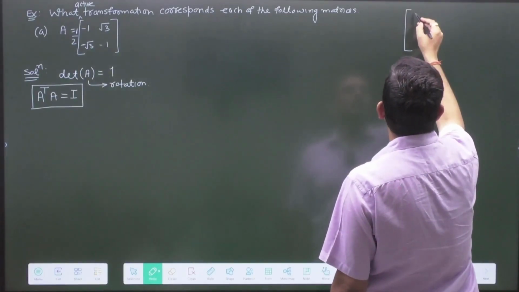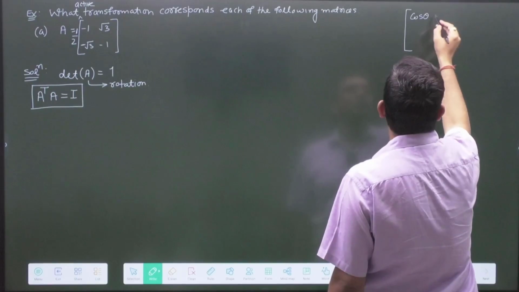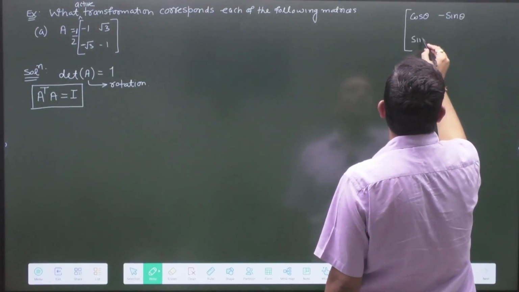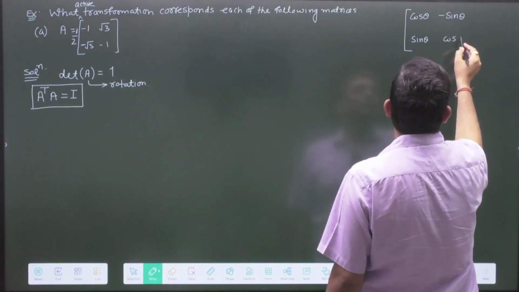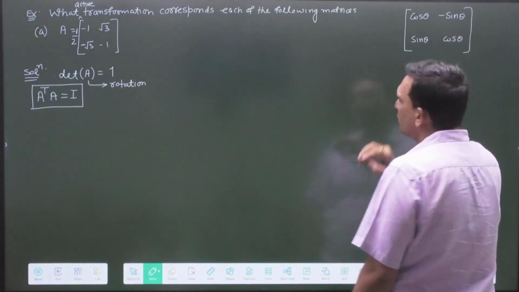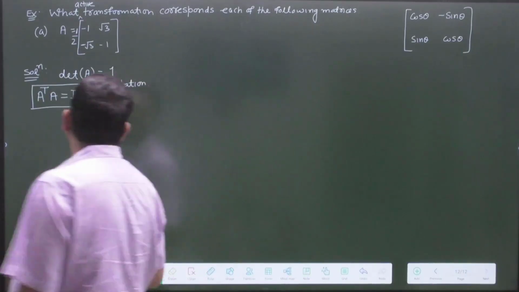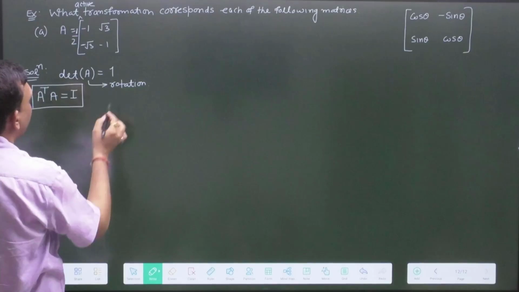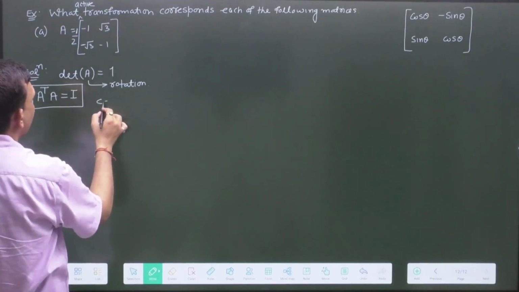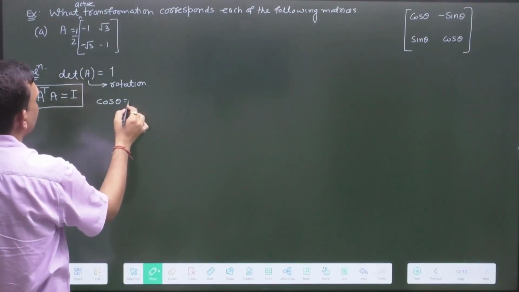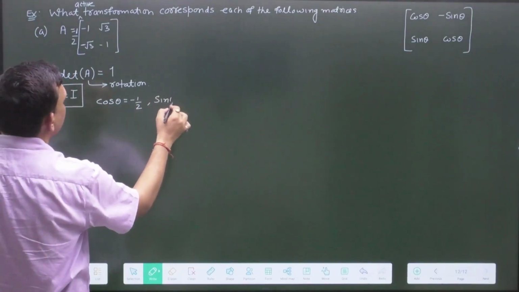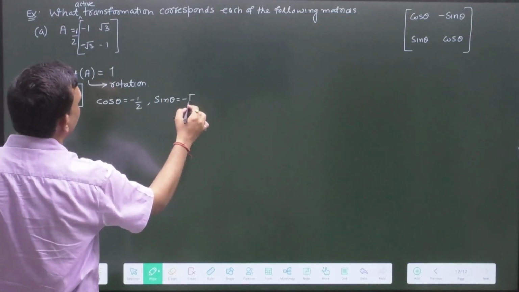Active rotation is given by cos theta, minus sin theta, sin theta and cos theta. This will be the matrix for active rotation. So you have to compare with this matrix. This corresponds to rotation. So what will be cos theta? Cos theta is minus 1 by 2 and sin theta is minus under root 3 by 2.